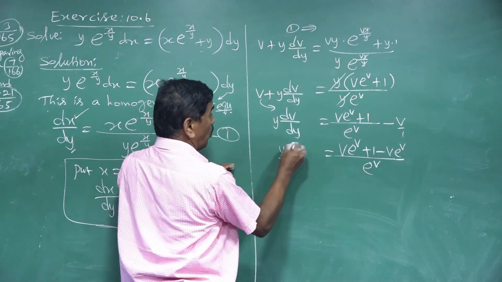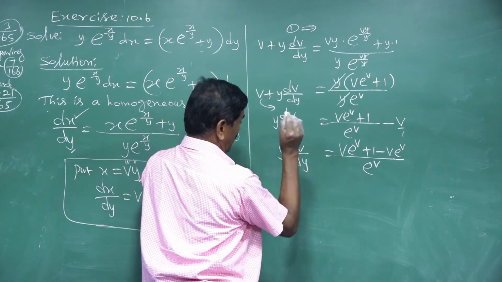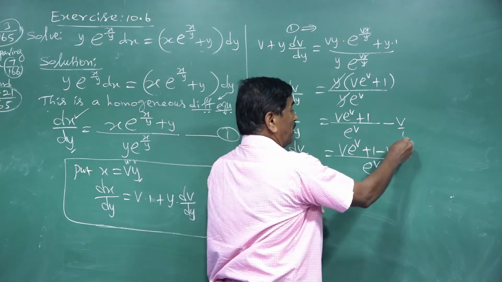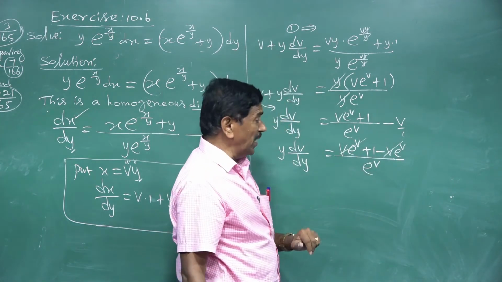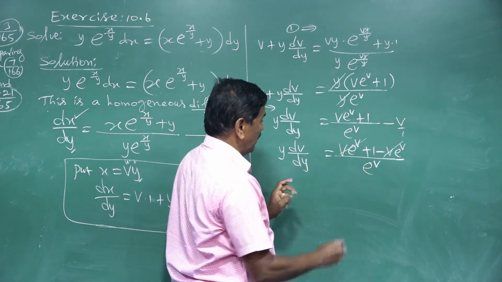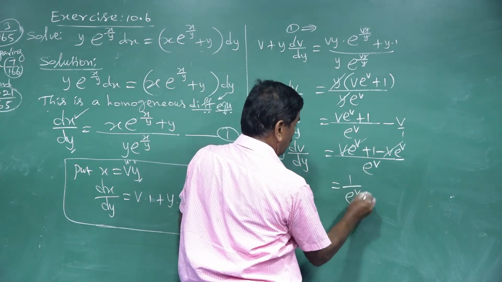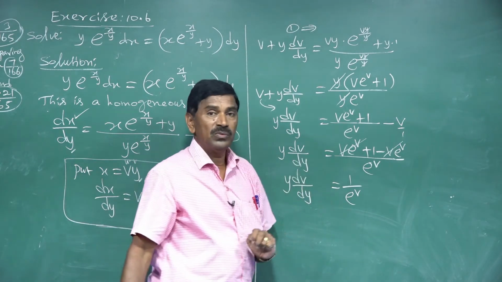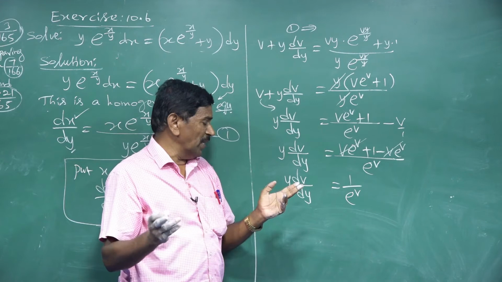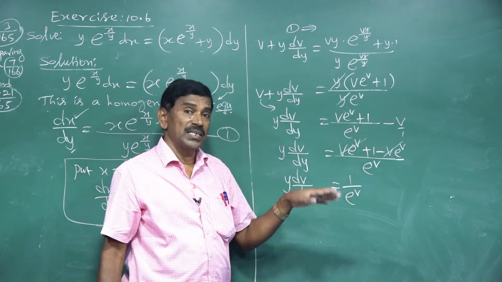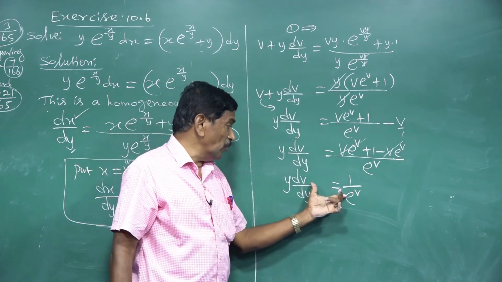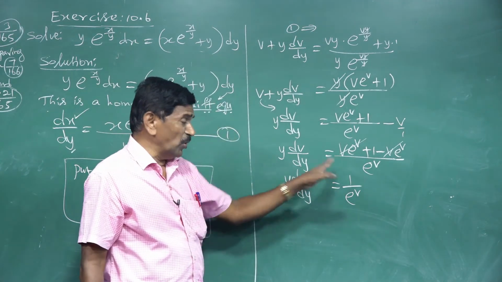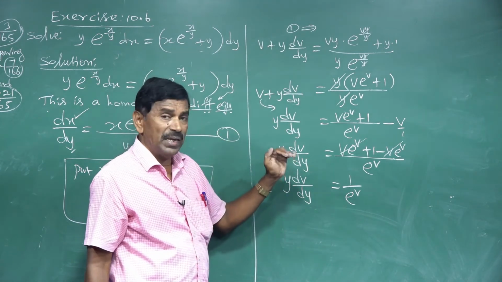The left hand side is y into dv by dy. Any simplification? Yes, minus v e power v and plus v e power v cancel. Remaining, 1 by e power v. So 1 by e power v, the left hand side y into dv by dy. Now, variable separable. There are how many variables? Yes, 2 variables. That is v family and y family. Now v one side and y one side. That's the idea. There are 2 variables, namely v and y.